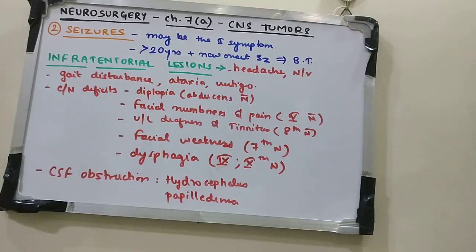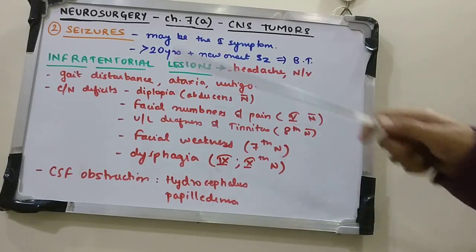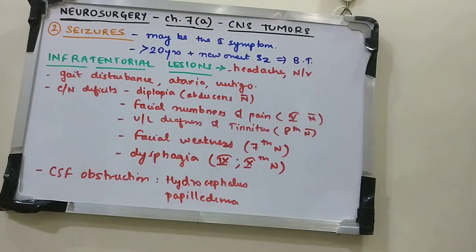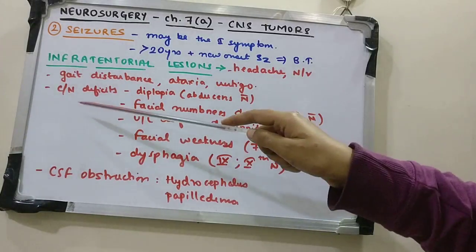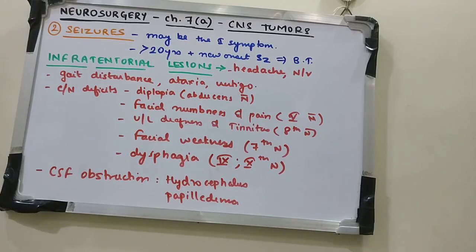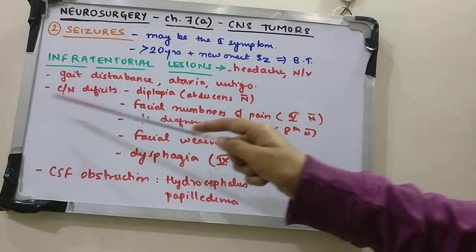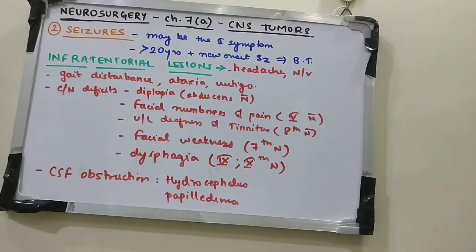So if your patient is coming with disequilibrium kind of things like gait disturbance, ataxia, vertigo, think that the tumor might be infratentorial. This is because of the cerebellar involvement. Since the brainstem is located infratentorially, and in the brainstem lie your cranial nerve nuclei, from the brainstem your cranial nerves are going to arise. Therefore, cranial nerve deficits are going to be in infratentorial lesions. Now, what are the symptoms? According to that, the cranial nerve affection will be there.